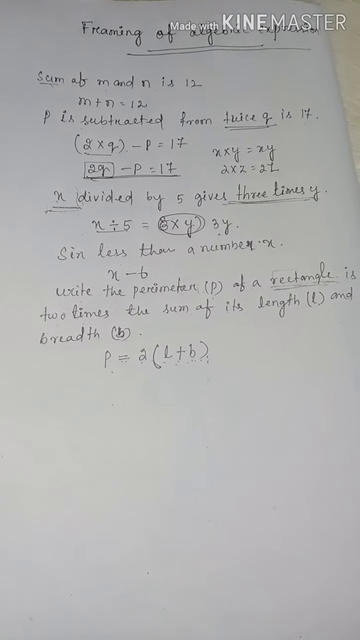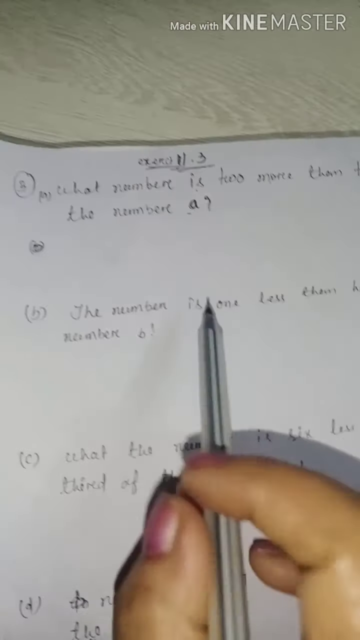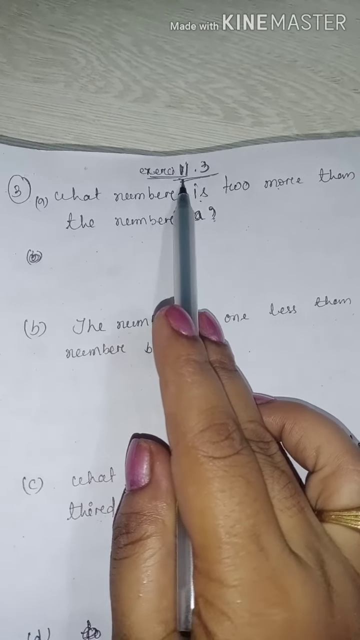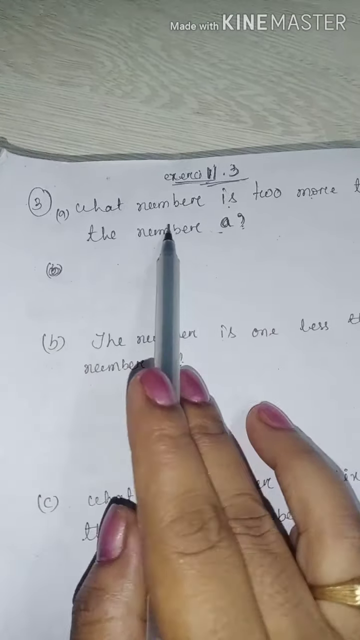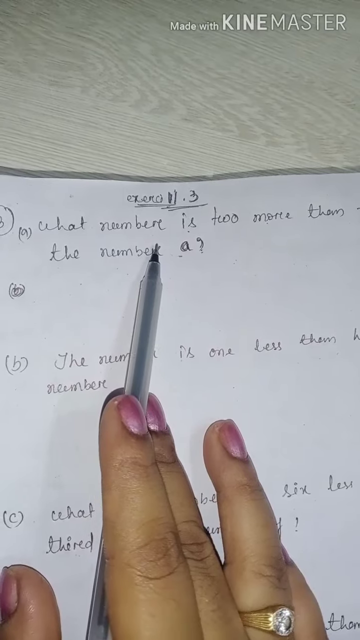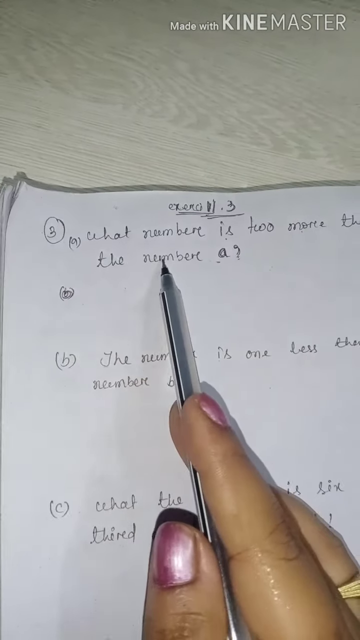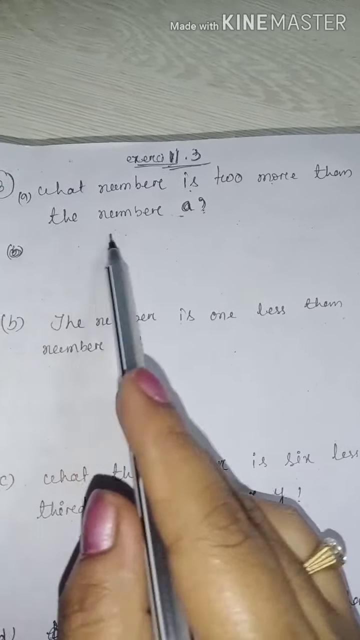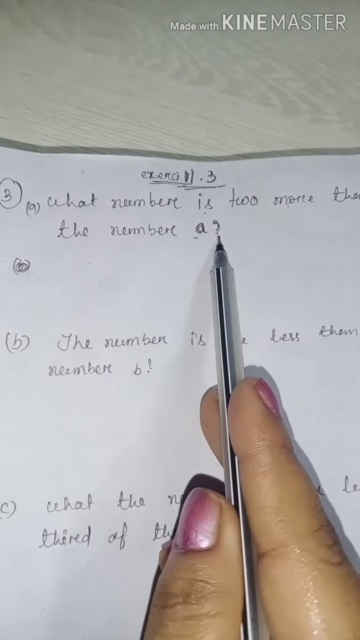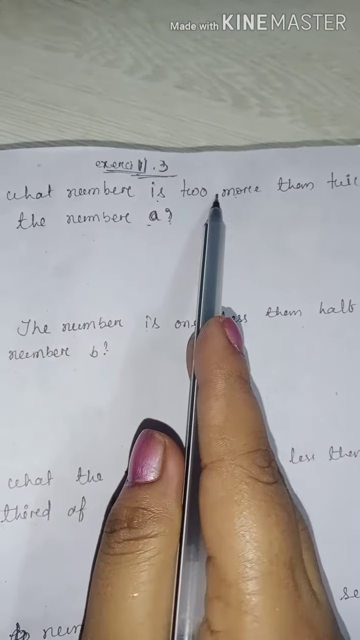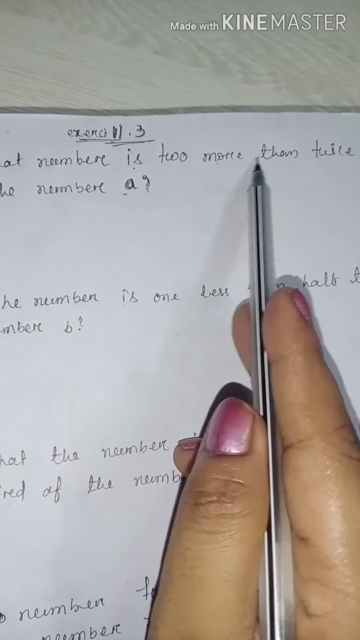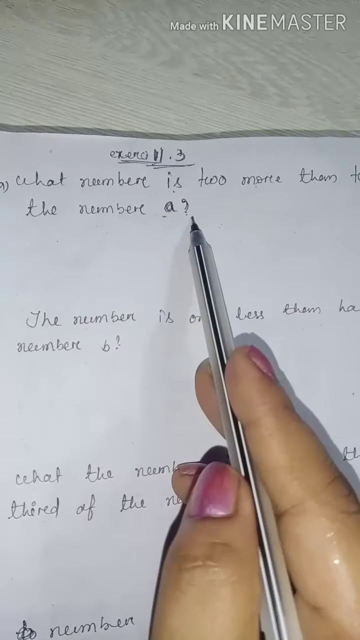Okay, so students, see here from exercise 11.3 in your book, question number 3. I am discussing here. The question is given: what number is 2 more than twice the number A? What number means it is asking the number which is 2 more than twice the number A.